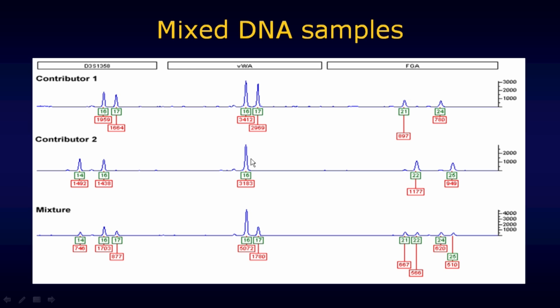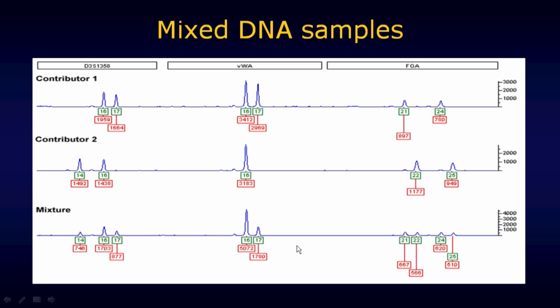Similarly, at the VWA locus, there were 2 alleles in contributor 1, a 10 and a 16 and a 17, and we see those both represented in the mixture. Contributor 2 had only 1 allele that they could bring to the mix, a 16. Again, we see the 16. What we see is a mixture of the DNA that came from those 2 people. I'll leave it to you to do the same exercise looking at the FGA locus, where there are 2 different alleles being contributed by each of these individuals to give us a total of 4 alleles in the final electropherogram for the mixture.